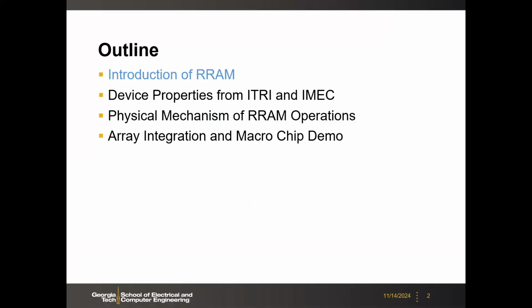So this is an outline of today's lecture. First, some brief introduction about the RRAM technology, and then we will use some representative device data from two of the research institutions, one is E3, one is IMEC, to showcase what the device parameters or characteristics look like. And then we will talk about the physical mechanism of the RRAM operations. And finally, we will talk about some array-level integration issues and also the recent macro chip demonstrations from the industry.